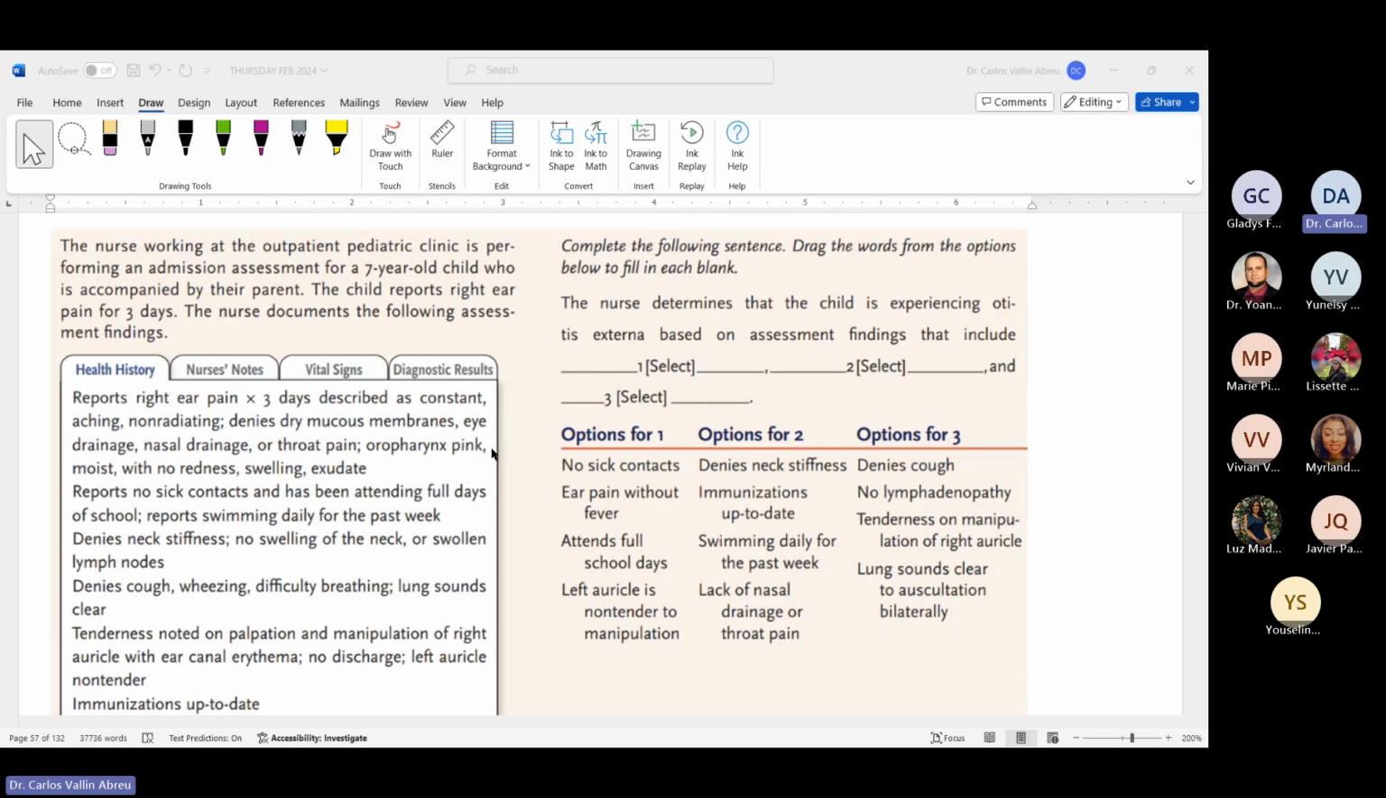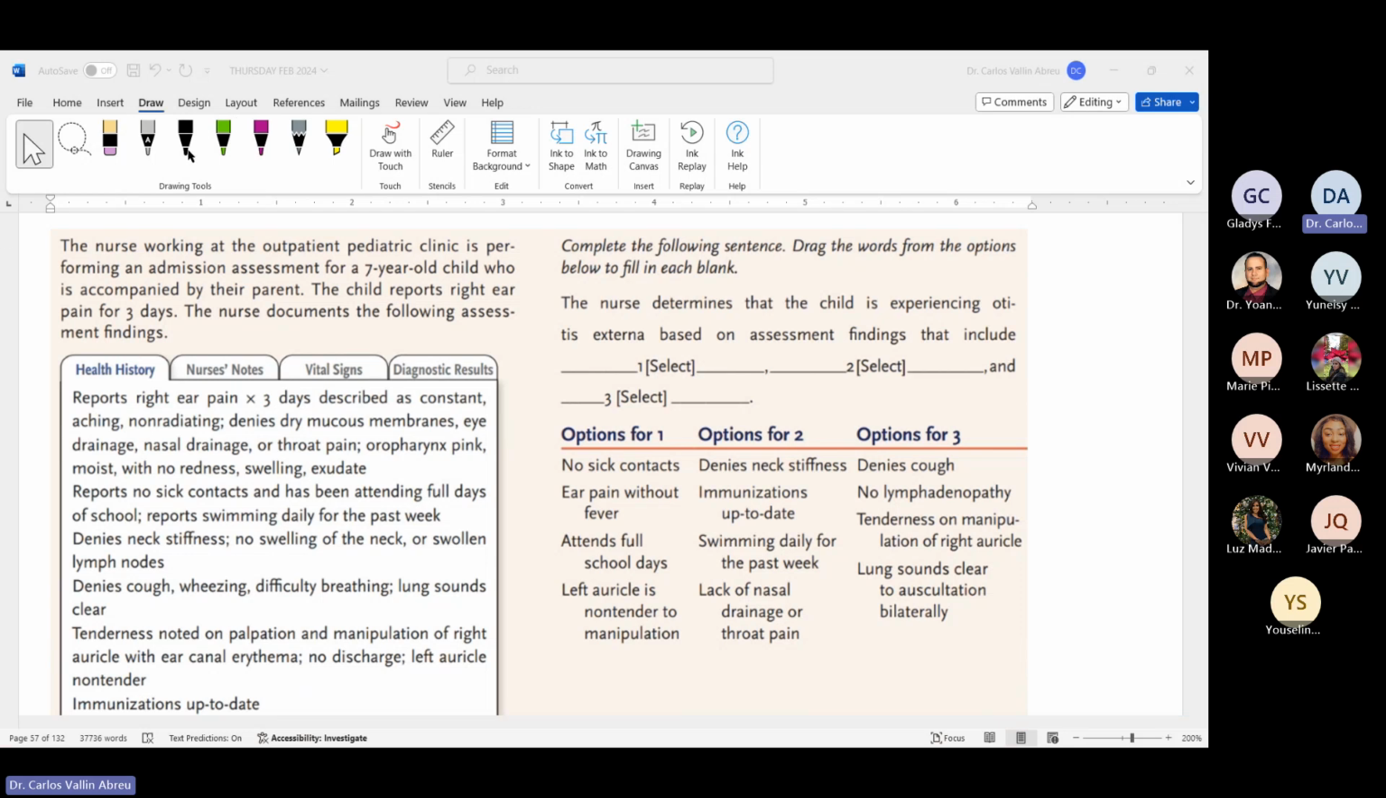The oropharynx is pink, moist, with no redness, swelling, or exudate. Reports no sick contacts and has been attending full days of school. Reports swimming daily for the past week. Denies neck stiffness, no swelling on the neck or swollen lymph nodes. Denies cough, wheezing, difficulty breathing, lung sounds are clear. Tenderness noted on palpation and manipulation of the right auricle with ear canal erythema. No discharge, left auricle non-tender. Immunizations up to date. But the question is very simple.